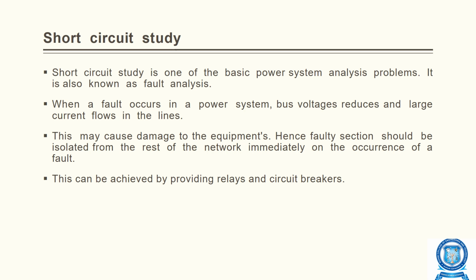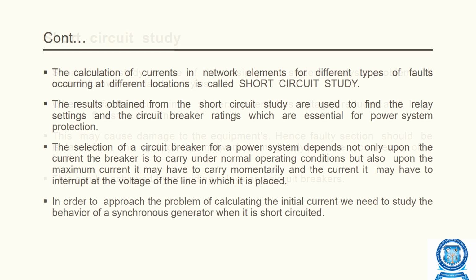When a fault occurs in power system, bus voltages reduce and a large current flows in the lines. This may cause damage to the equipment. Hence, the faulted section should be isolated and the rest of the network is protected immediately in order to save it from the fault. This can be achieved by providing relays and circuit breakers. The calculation of current in the network elements for different types of fault occurrence in different locations is called short circuit study or fault analysis.